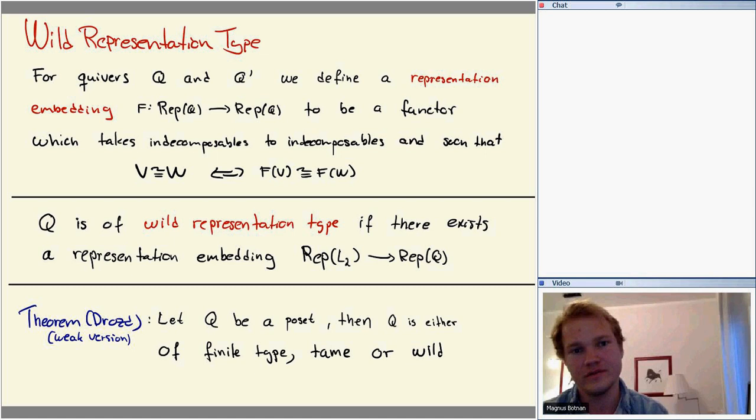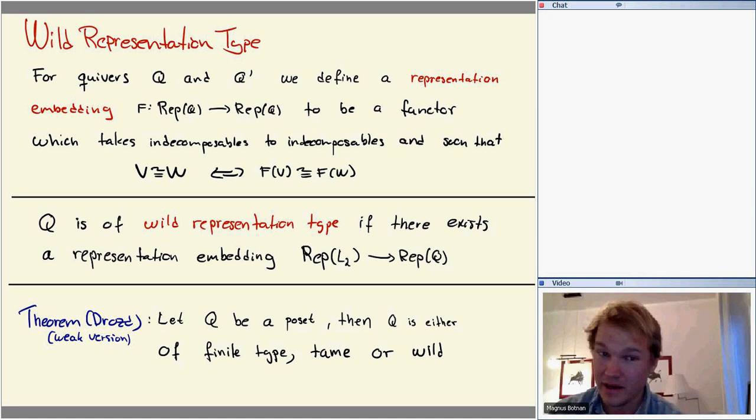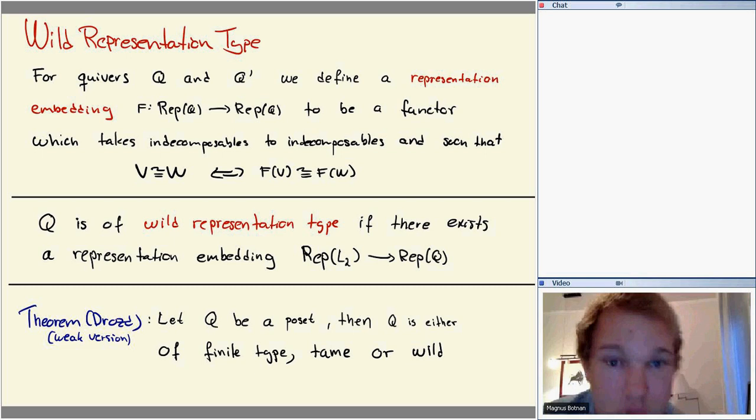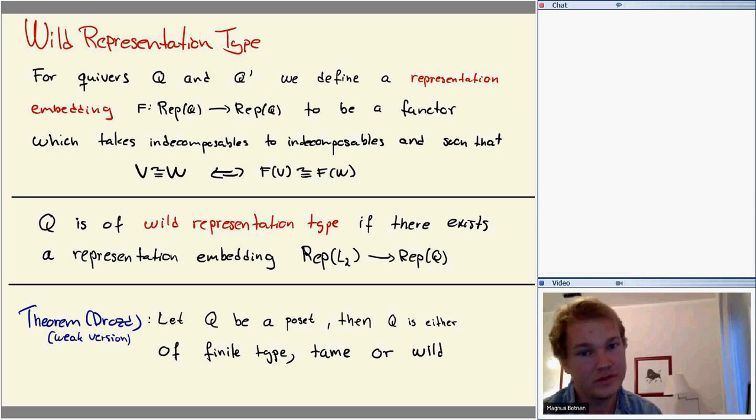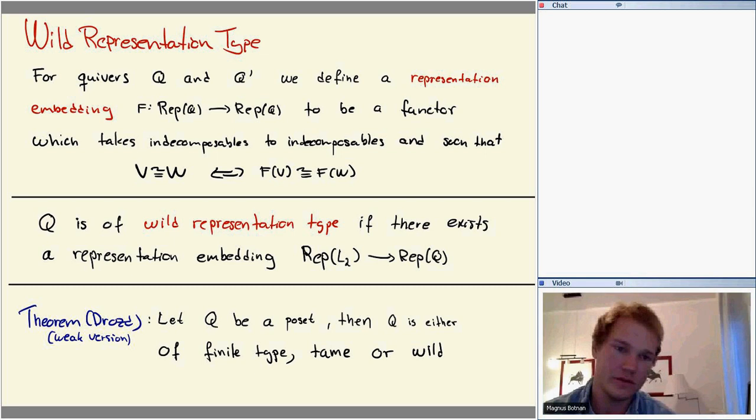We said if we have two quivers, Q and Q prime, a representation embedding F from the representation category of Q to the representation category of Q prime takes indecomposables to indecomposables, and V is isomorphic to W in rep Q if and only if F of V is isomorphic to F of W in rep Q prime. So the complexity of understanding the indecomposables is such that if you understand Q prime, then you also understand Q.